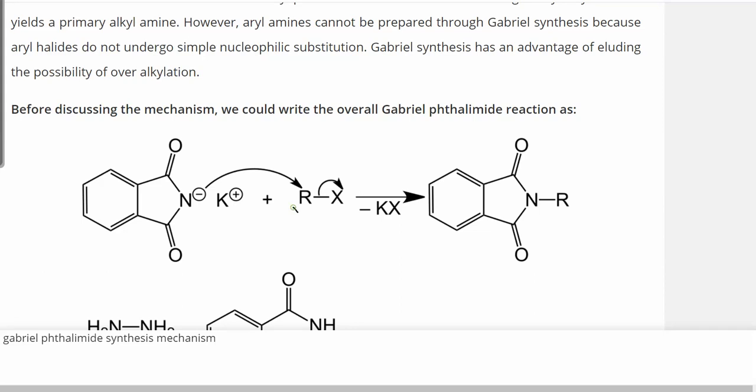Then it is further reacted to alkyl halide, where we will see that the negative nitrogen which is acting as a nucleophile here, and it will attack with the carbocation of the alkyl halide to form here N-alkyl phthalimide. Okay, N-alkyl phthalimide.